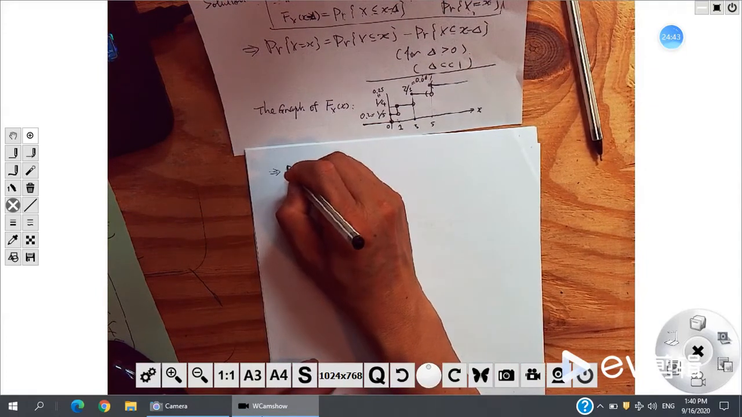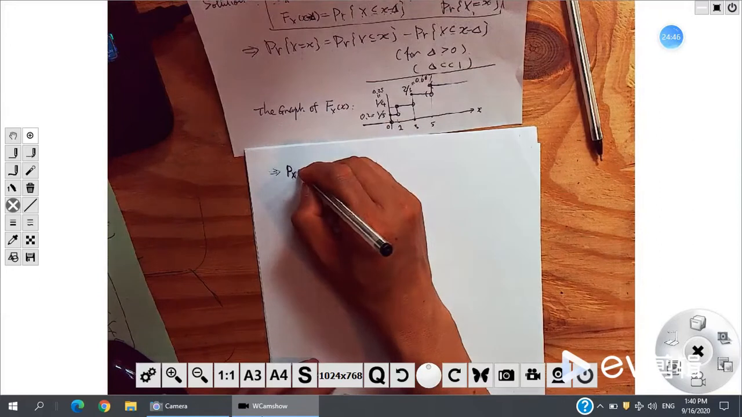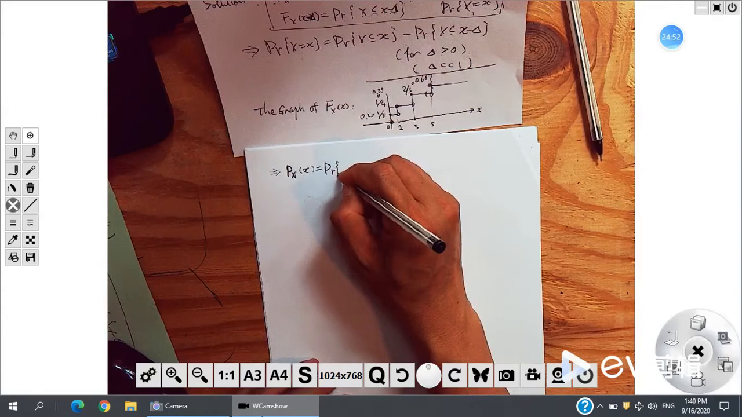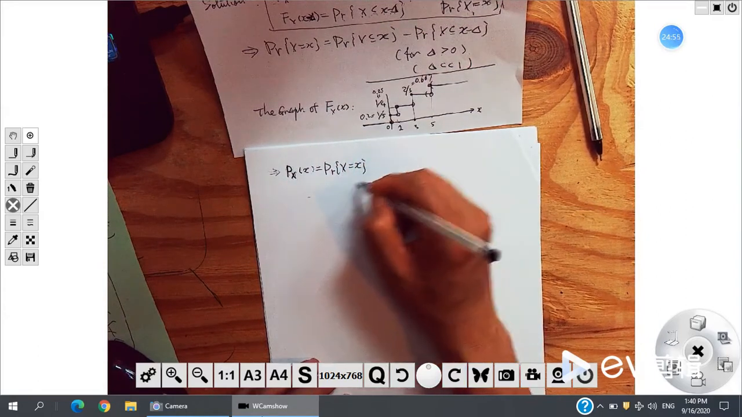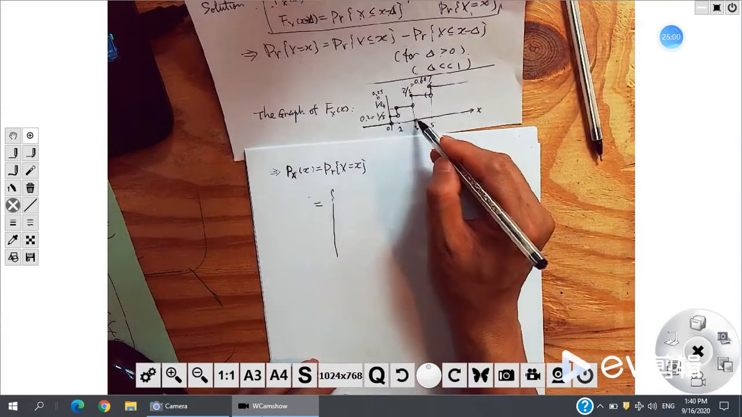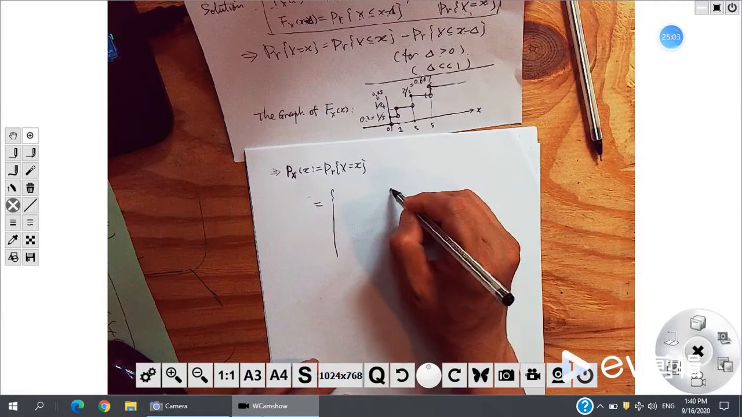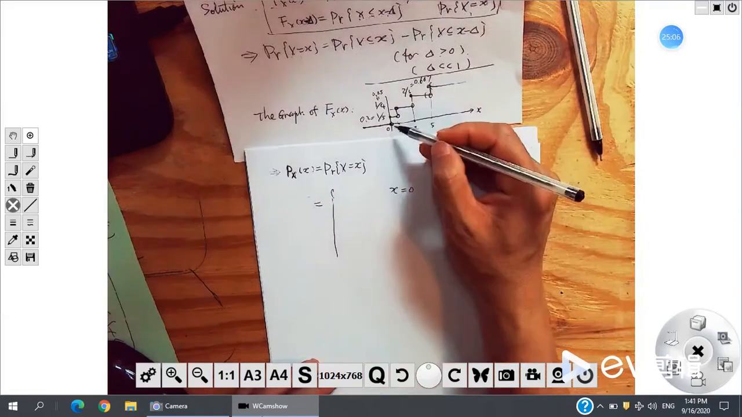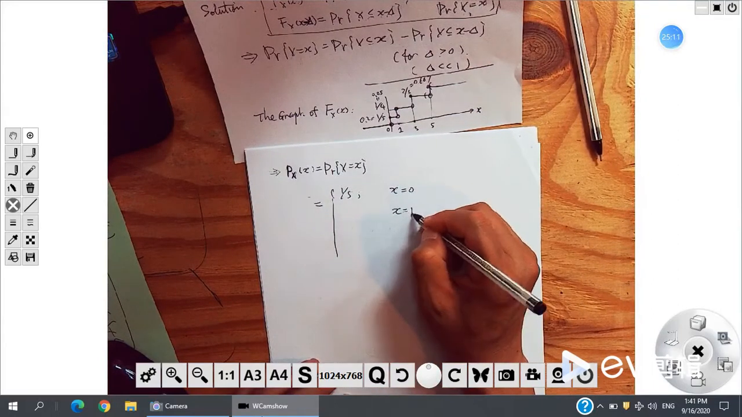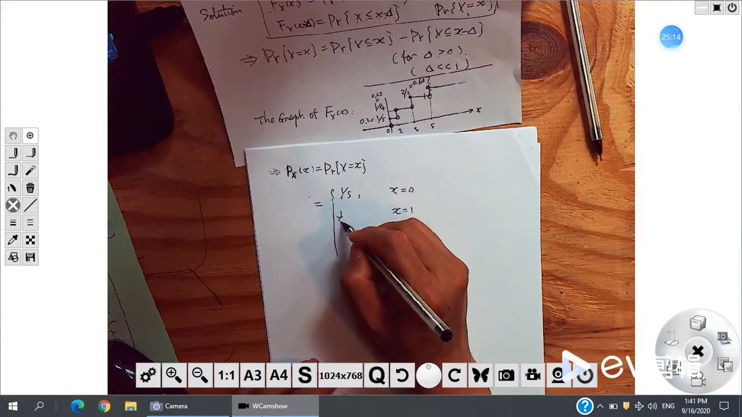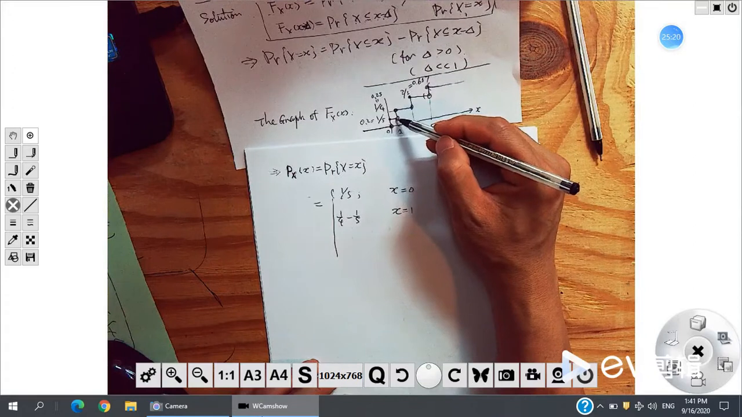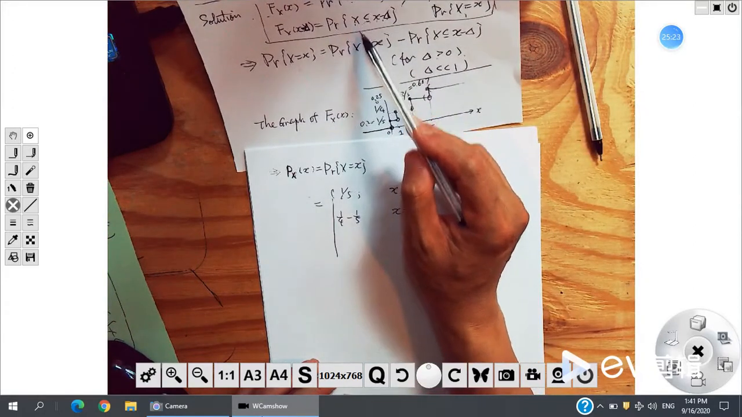Okay, the probability mass function of x is just the probability of capital X equal to x. I can have several values, when x equals 0, 1, 3, 5. If x is 0, the jump is 1/5. And when x is 1, the jump is 1/4 minus 1/5. Here's 1/4 minus this part. So it's this one minus this one.